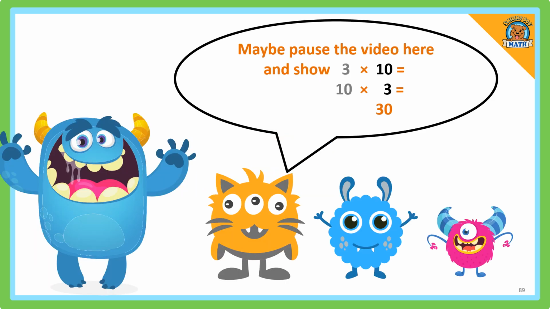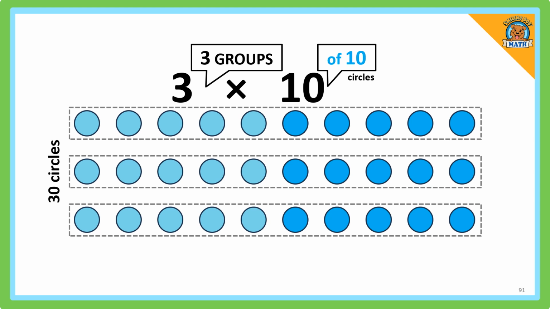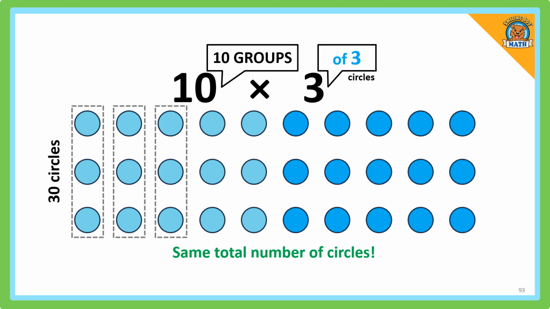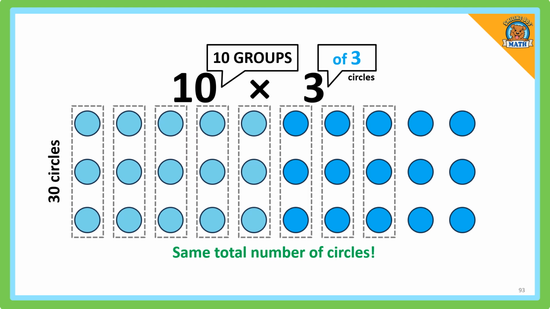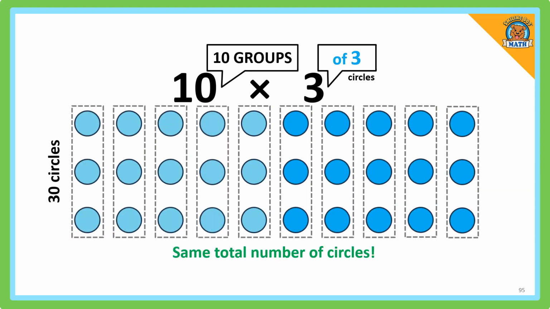Maybe pause the video here and show 3 times 10 is the same number as 10 times 3, which is 30. I'll do 3 times 10, or 3 groups of 10 using circles again, and compare it to 10 times 3, or 10 groups of 3 using circles again. Here's 3 groups of 10 circles. Here's 10 groups of 3 circles. It's the same total number of circles. You can see it's just grouped differently. 3 groups of 10 circles, 10 groups of 3 circles.